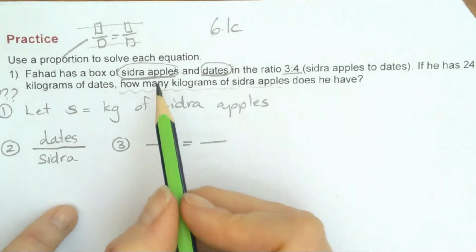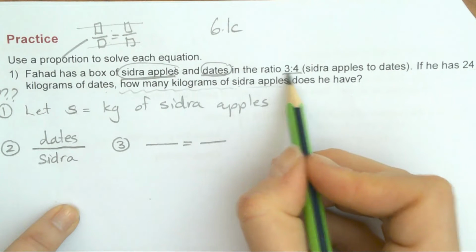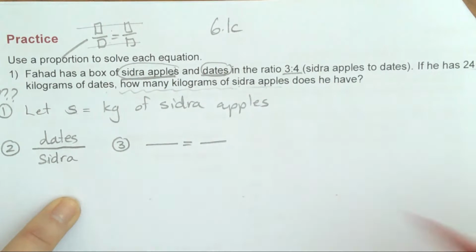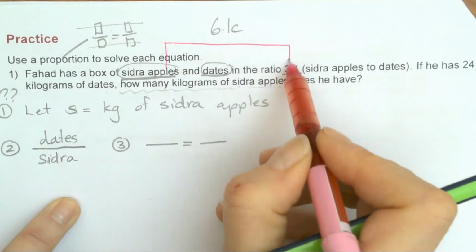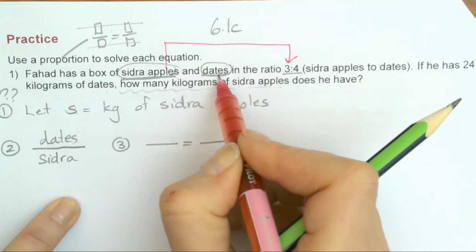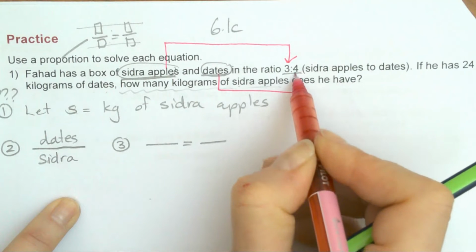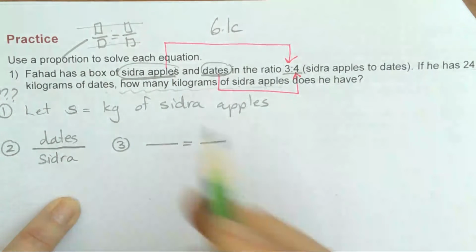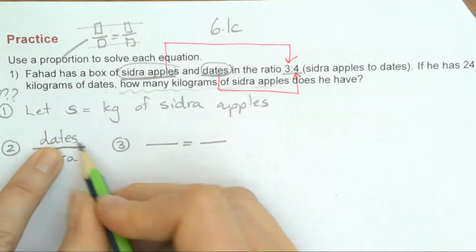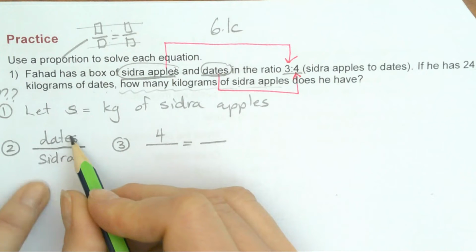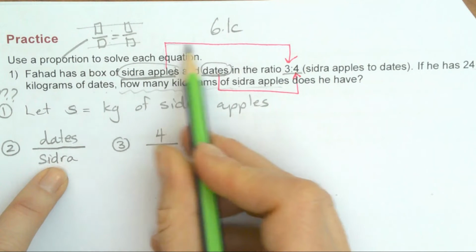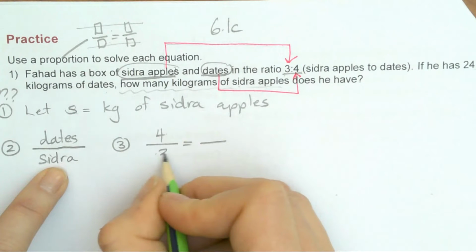So here it says the ratio 3 to 4. Because Sidra apples comes first, this goes with the 3 because it comes first. And dates comes after, so the 4 goes with the dates. And this is important. Okay, so dates goes up. The 4 goes with dates, so the 4 is going to go up because we decided to put our dates up. Sidra is down. Sidra apples goes with the 3, so it's going to go down.